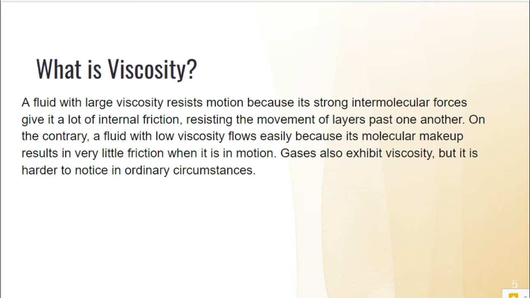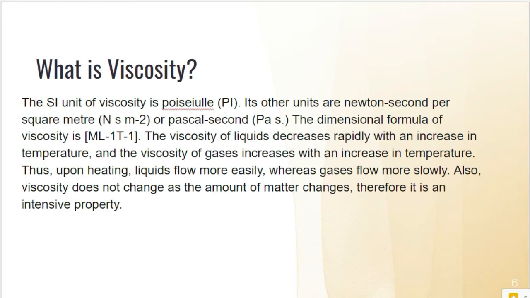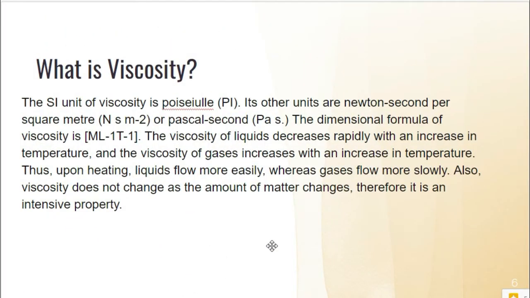Okay, and the SI unit of viscosity is the poiseuille, denoted by Pl. The other unit is Newton second per square meter, or Pascal second. The dimensional formula of viscosity is M L power minus 1 T power minus 1.